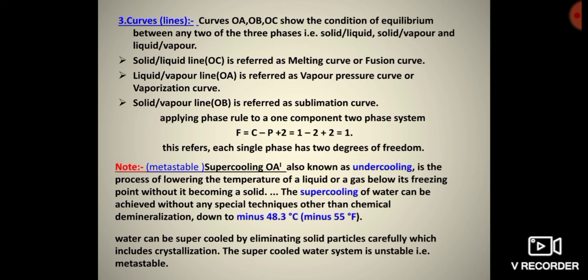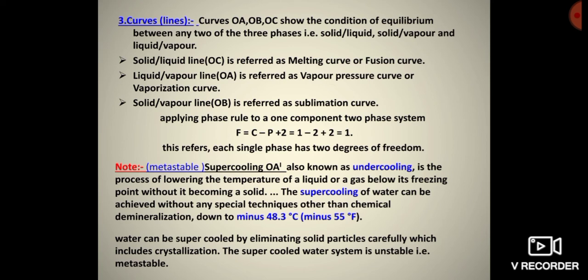So last one is curves, lines. Curves OA, OB, OC show the condition of equilibrium between any two of the three phases, that is solid-liquid, solid-vapor, and liquid-vapor. The solid-liquid line OC is referred to as the melting curve or fusion curve. The liquid-vapor line OA is referred to as the vapor pressure curve or vaporization curve. The solid-vapor line OB is referred to as the sublimation curve. Applying the phase rule to a one component two phase system gives F = 1. This refers to each single phase having 2 degrees of freedom.